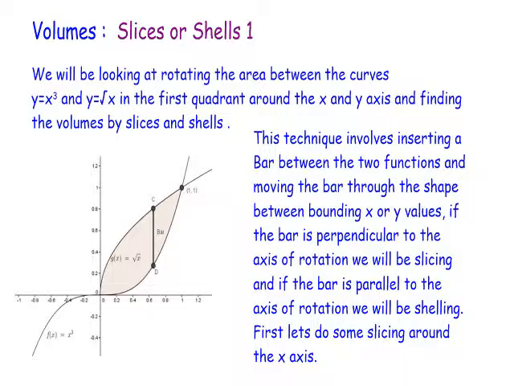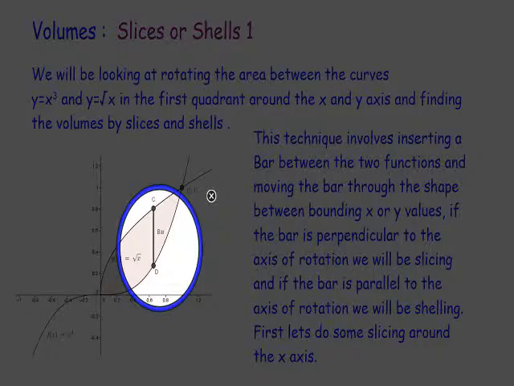Now, we are going to be looking in particular at this area between y equals x cubed and y equals the square root of x. You can see here I've inserted the bar. The bar is here, and it is perpendicular to the x-axis. It's always a good idea to think of it as having a thickness of, say, delta x if it's perpendicular to the x-axis, and if it's perpendicular to the y-axis, it'll have a width, say, delta y.